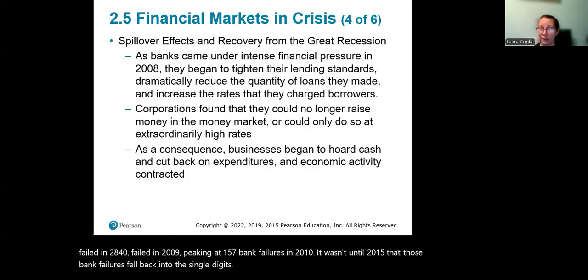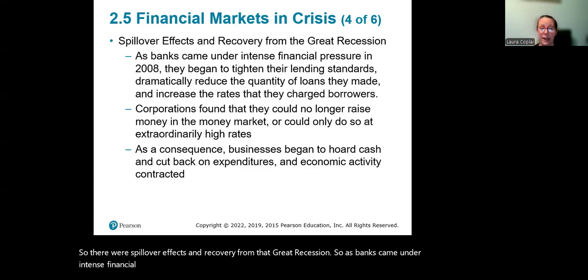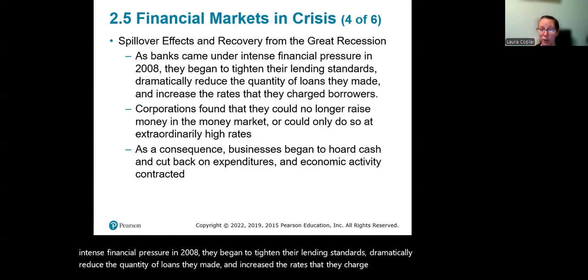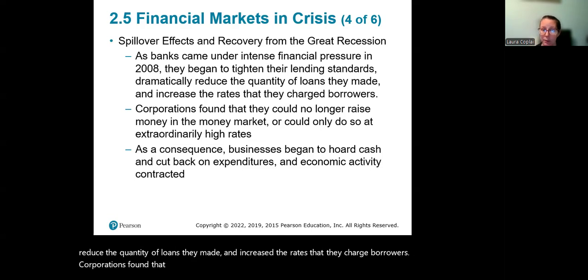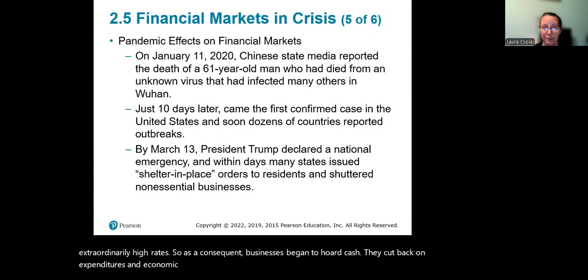So there were spillover effects and recovery from the Great Recession. As banks came under intense financial pressure in 2008, they began to tighten their lending standards, dramatically reduce the quantity of loans they made, and increase the rates they charged borrowers. Corporations found that they couldn't raise money in the money market or could only do so at extraordinarily high rates. As a consequence, businesses began to hoard cash. They cut back on expenditures, and economic activity contracted.